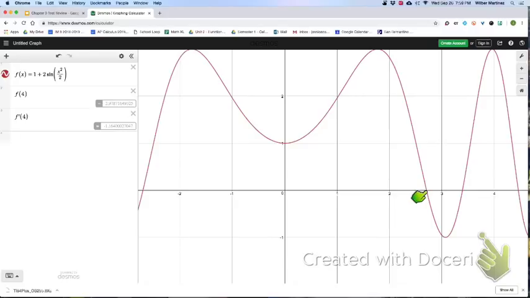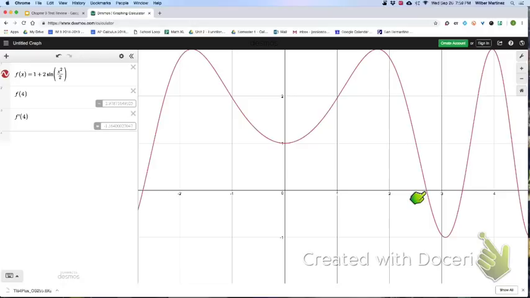Or if you're going to go the other route of finding the 0, then you're going to push second calc from the graph, and I think it's option 2 is 0. So you're going to push option 2, and it will ask you a couple questions. It says, what's the left bound? So choose a number less than this. Obviously, if you're estimating, this looks like it's close to like 2.75 maybe.